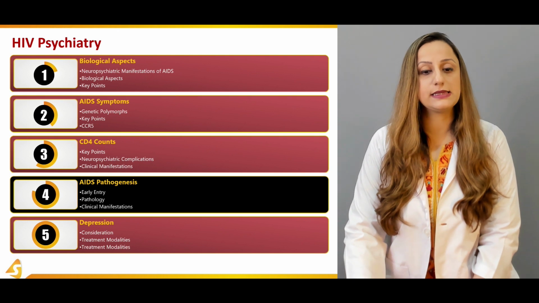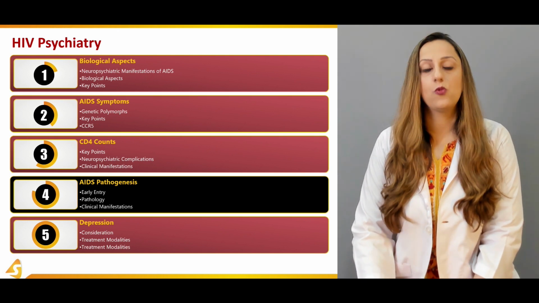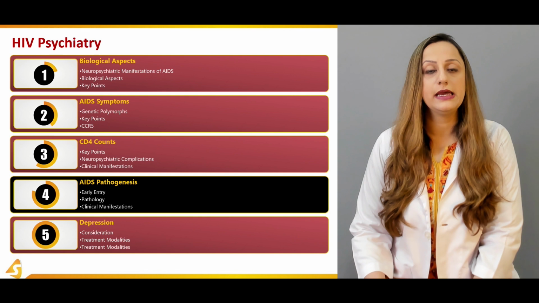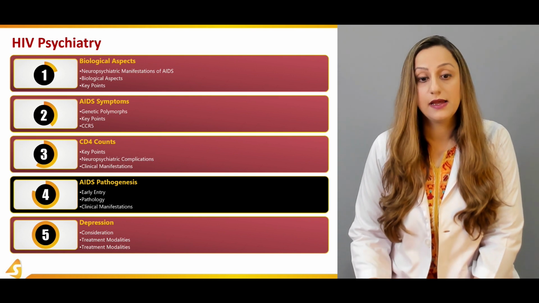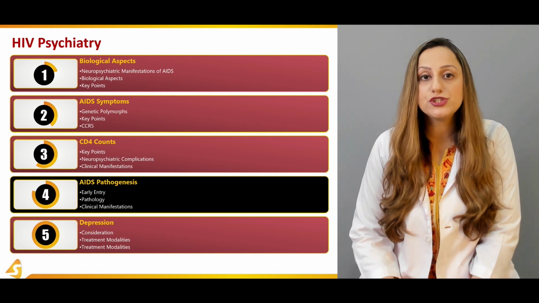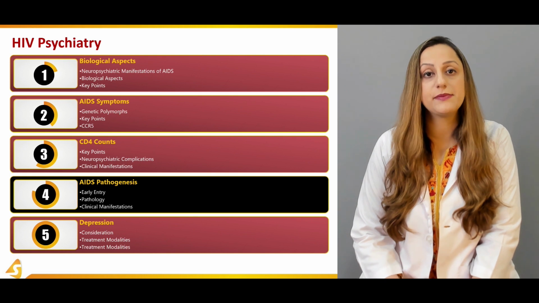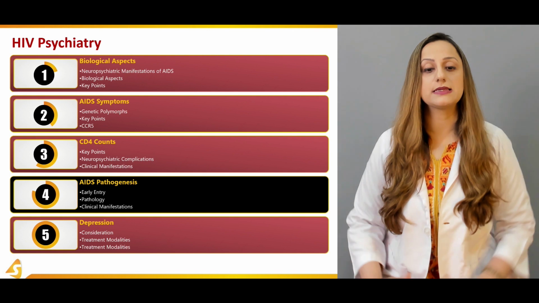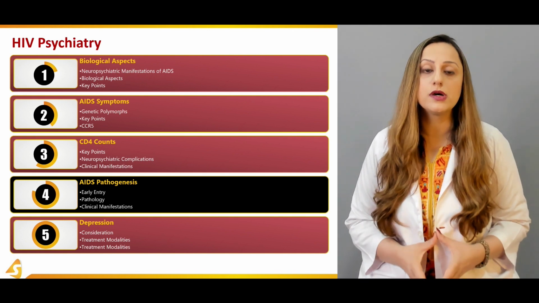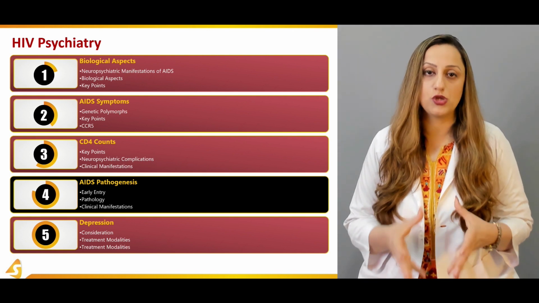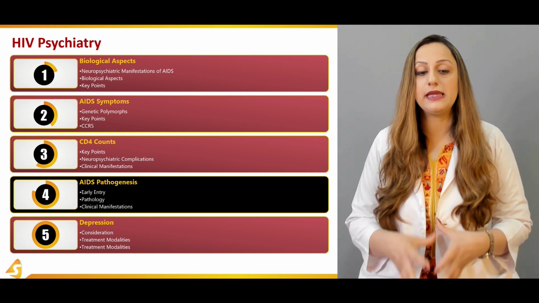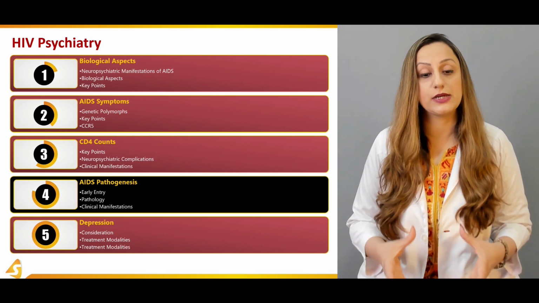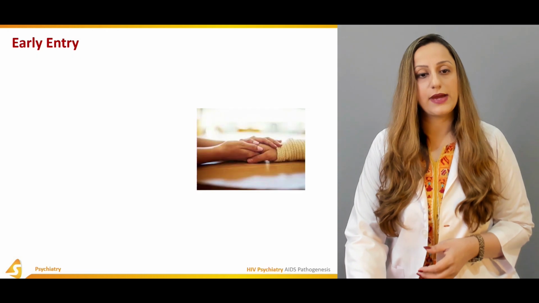So we'll be discussing the early entry. First of all, what happens after the HIV enters the blood, and then we'll be discussing the pathologies, or the underlying pathogenetic behaviors in such mechanisms, and then we'll be discussing the clinical manifestations along with this underlying pathology. That is basically the main crux of this section that we are discussing right now.